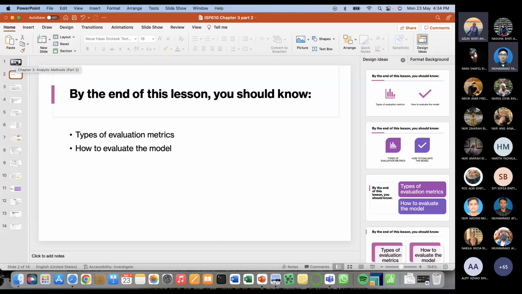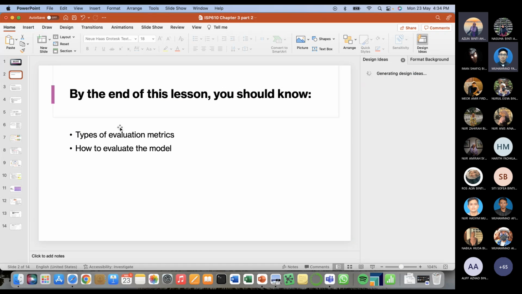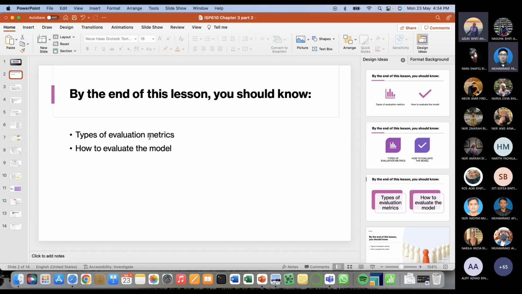Okay, so for part 2, we are going to look at the type of evaluation metrics and how to evaluate the model. So basically we use the confusion matrix. Kat sini kita akan refresh balik. Saya tahu benda ni ada dalam syllabus data mining, ada sikit dalam syllabus machine learning. How to calculate accuracy, precision, recall, specificity, sensitivity, semua tu kan.